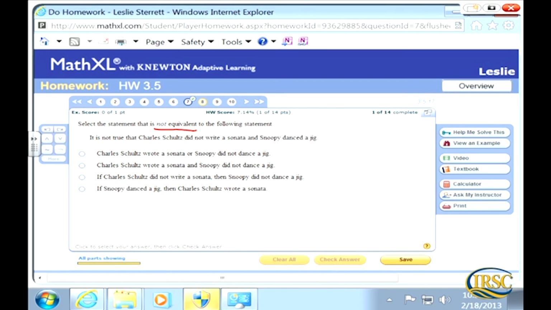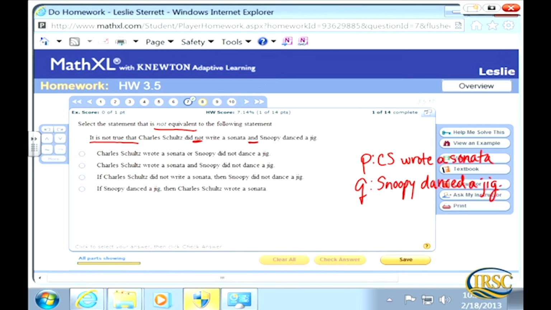So what key words do you see? "And", and "it is not true that". Not. All right, so in this particular instance, P would stand for Charles Schulz wrote a sonata. And Q, Snoopy danced a jig.